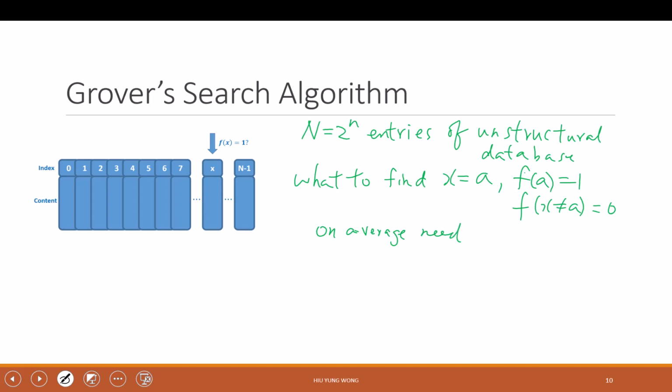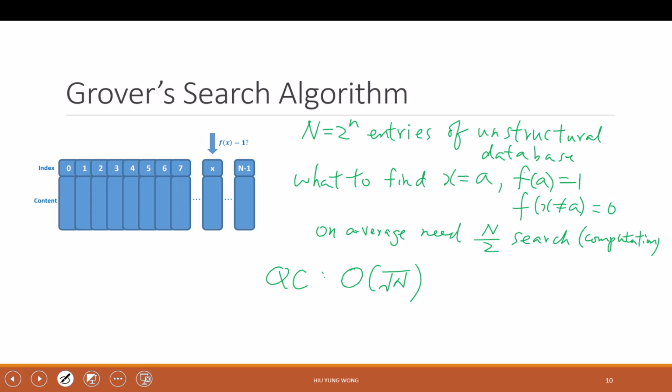We need n over 2 searches. Or in other words, computations. I need to do n over 2 computations. So if you have 1 million records, on average I need to do 500,000 computations, which is a lot, right? But a quantum computer will give me an order of square root n. So for 1 million records, I only need to do 1,000 computations compared to 500,000.